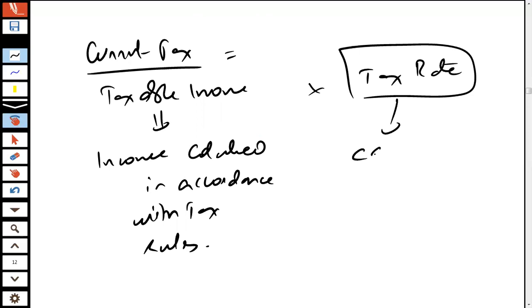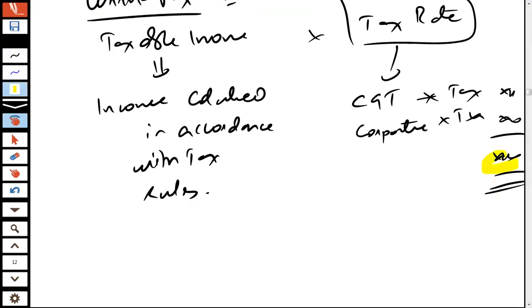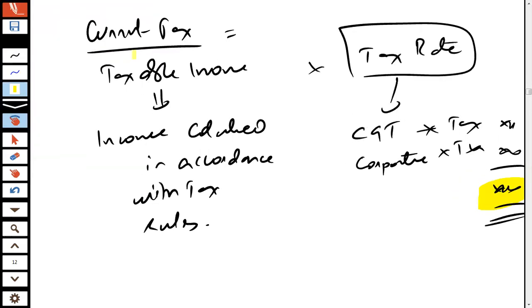You could have different income, which could be capital gain tax or corporation tax, and the tax rate could be different for each of them. So all that you have to do is take the relevant income multiplied by the relevant tax rate, and resultingly you end up getting the amount of the current tax. So the first thing is your current tax.